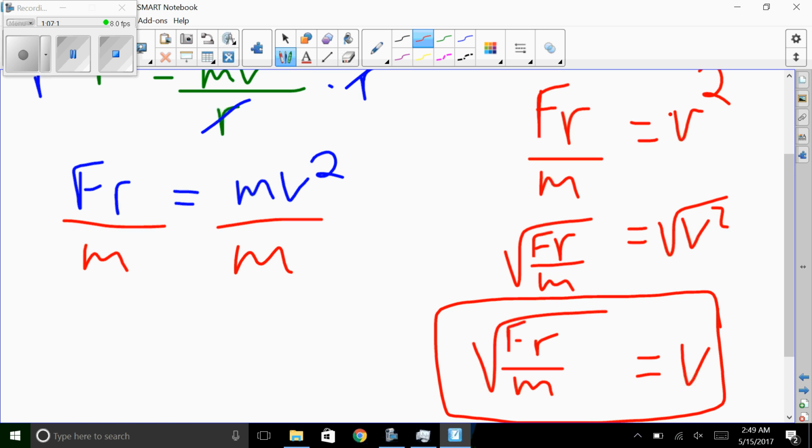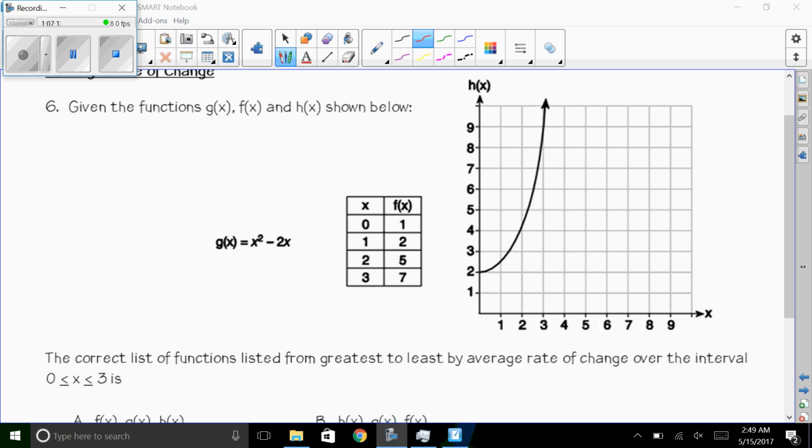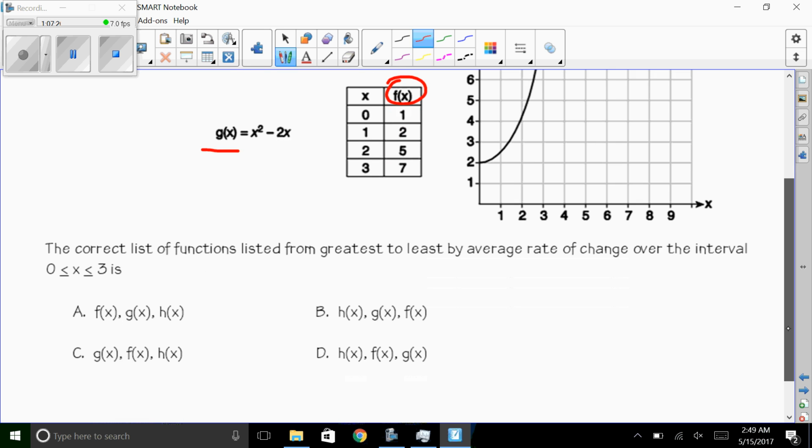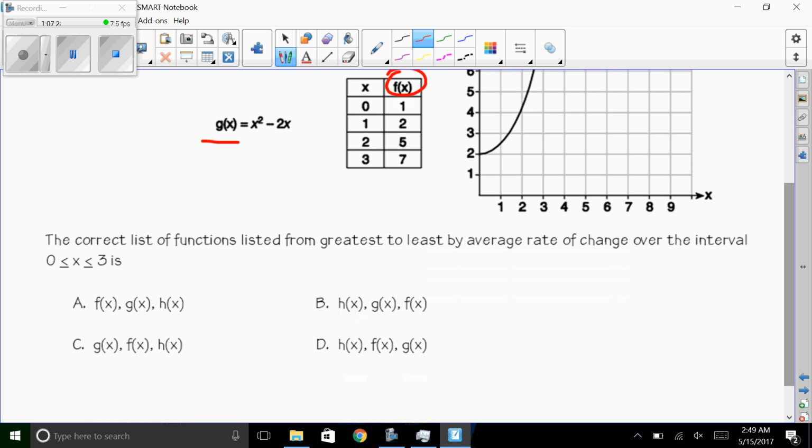Alright. Okay, looking at number 6, it says, given the functions g of x, f of x, and h of x shown below, the correct list of functions listed from greatest to least by average rate of change over the interval 0 to 3. So we're going to use 0 and 3 for all three functions. Alright, so first let's see what their average rate of change is, from greatest to least. Going to put them in that order.